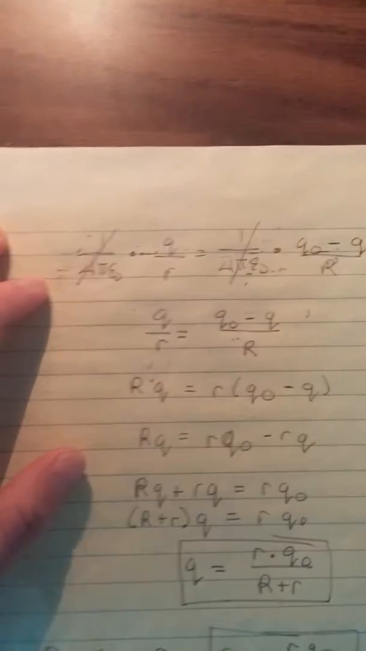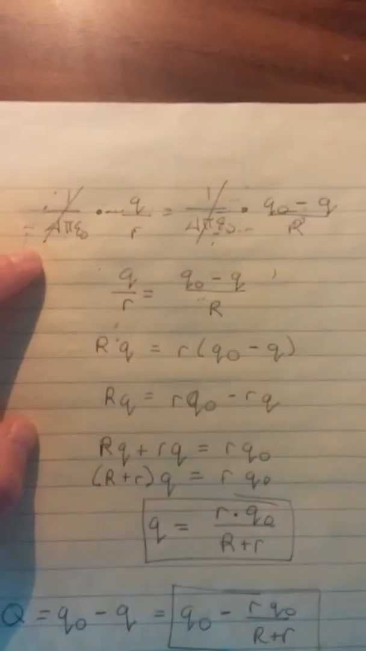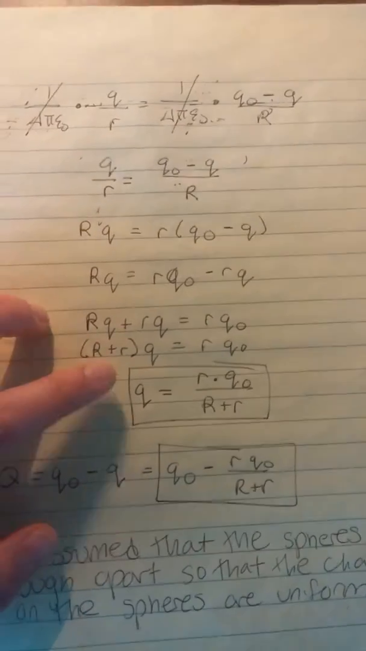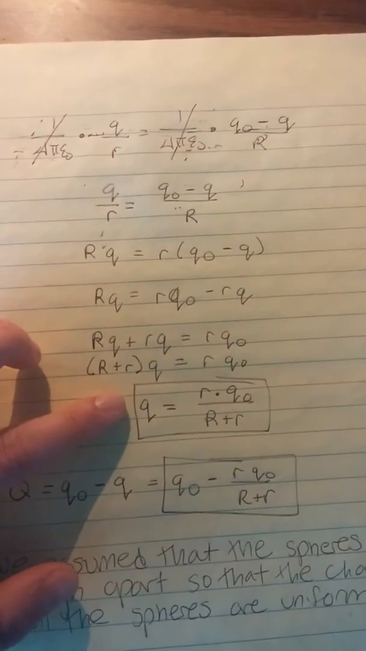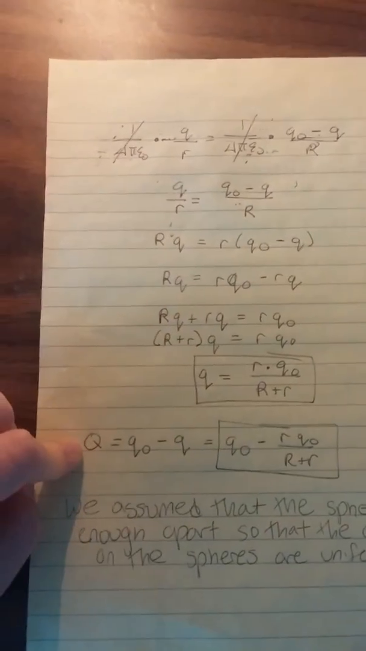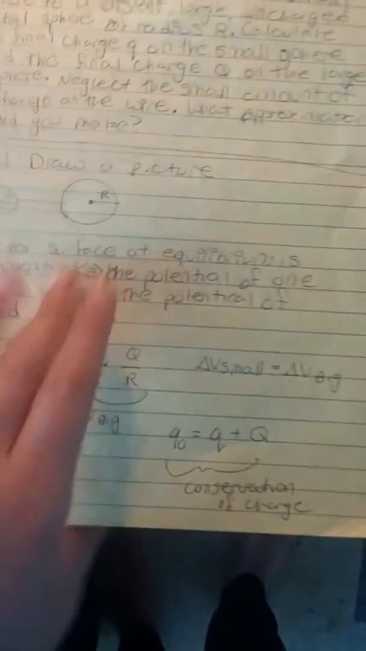Then we just plug and chug back into the original formula and solve for little q, and after solving we get this equation here. Then we put that back into our other equation, this one, and solve for capital Q, and we get this.